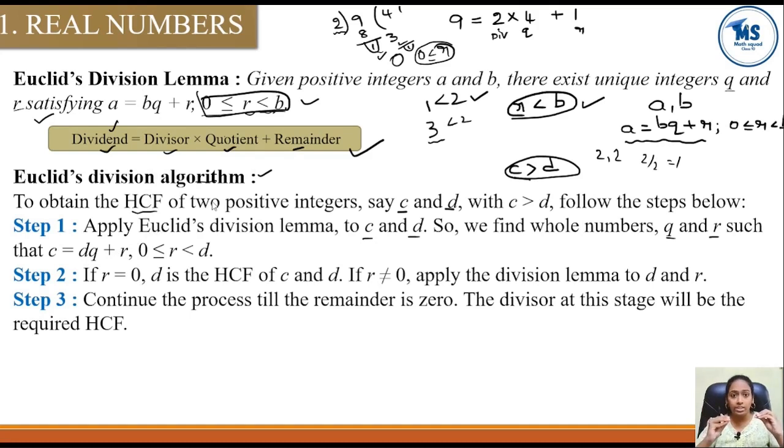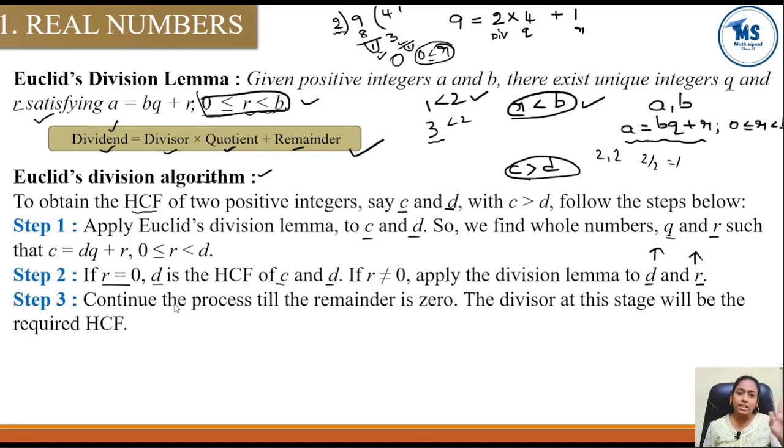So if you have any two integers, first you need to apply Euclid's division lemma to those two integers and write it in the form of a equal to bq plus r. Then second step, if r is equal to 0, then d, which is the divisor, is the HCF of c and d. If you get your remainder as 0 in the first step itself, then d is the HCF of c and d. And if r is not equal to 0, apply the division lemma to d and r again. d is the divisor and r the remainder.